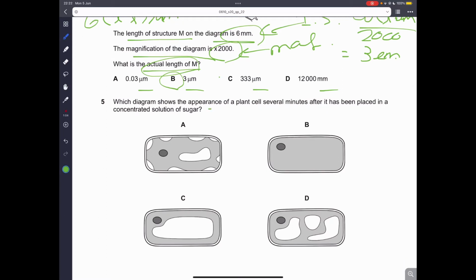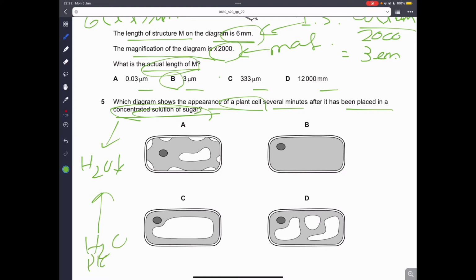Question number 5. Which diagram shows the appearance of a plant cell several minutes after it has been placed in a concentrated sugar solution? Remember, a concentrated solution of sugar means there is a high amount of sugar, but the water potential there is very low. This means the water in the plant cell is going to go out, and therefore the cell will become flaccid and plasmolysed. Basically the shrinkage of the cell membrane, and therefore A is the most likely answer.